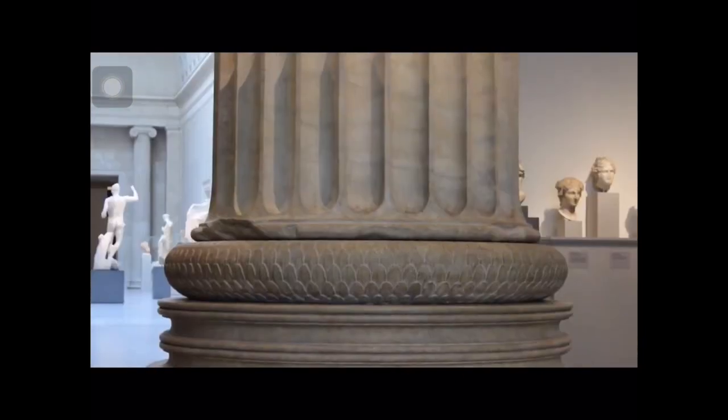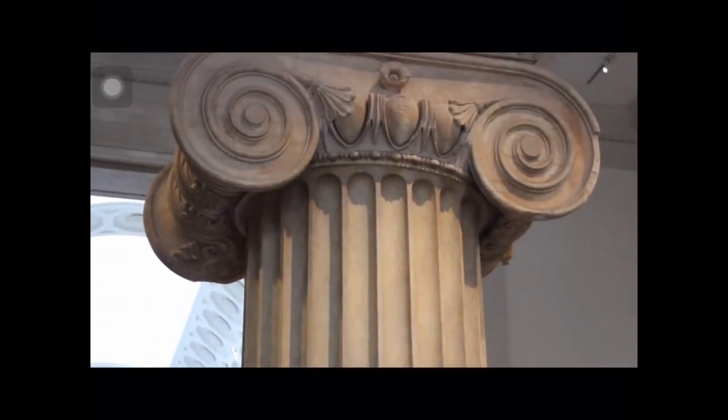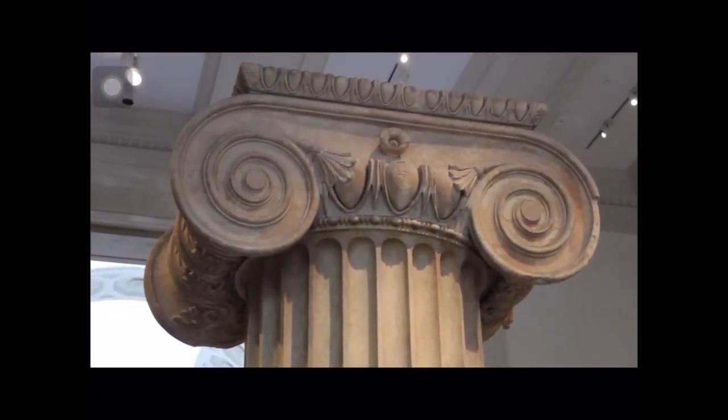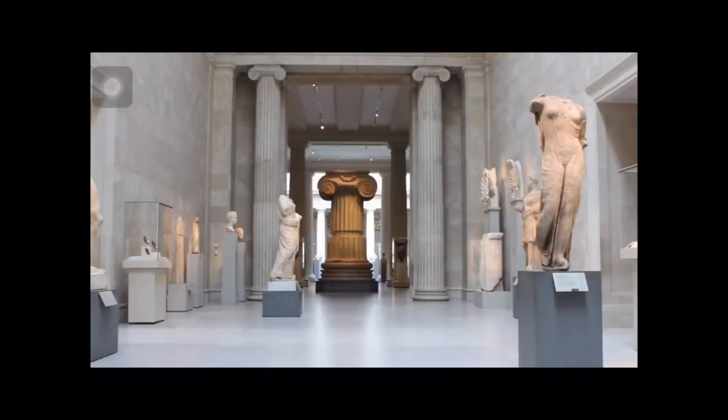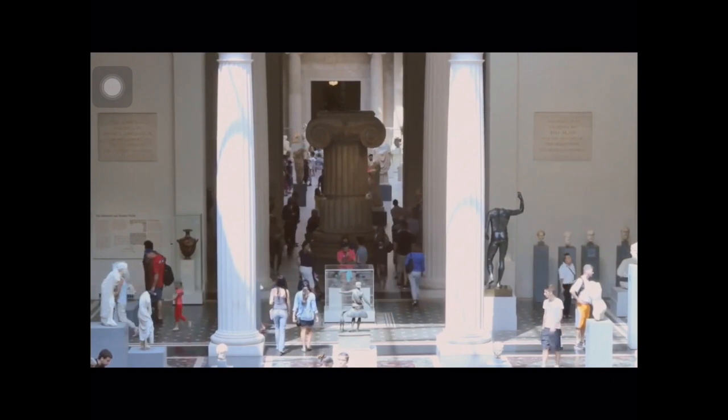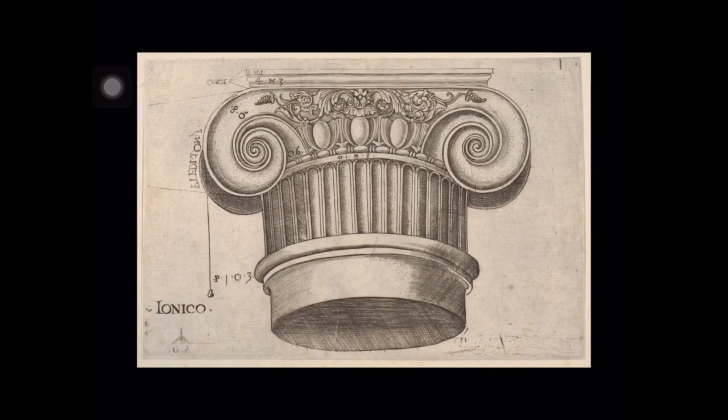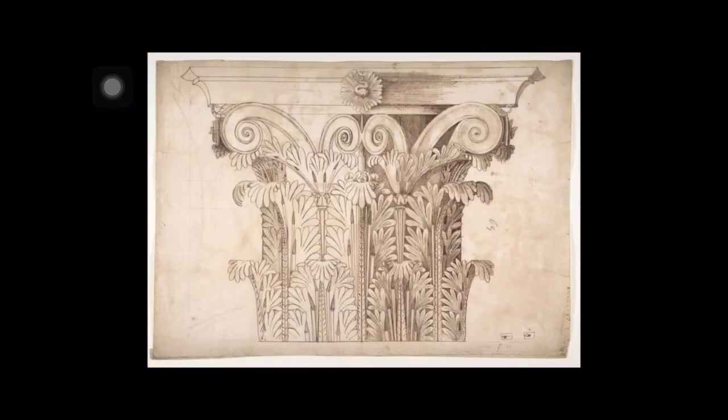Hi, I'm Ella, and I'm 10 years old. I'm standing in front of the Ionic column from the Temple of Artemis at Sardis from the date of 300 BC. And this column was originally over 56 feet tall. It's huge! If you come to the Metropolitan Museum, it would be very hard to miss seeing this column. Ancient Greek architects had 3 different types of columns, named the Doric, the Ionic, and the Corinthian columns.